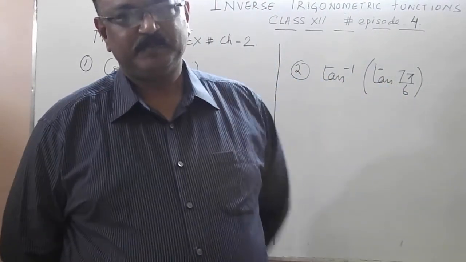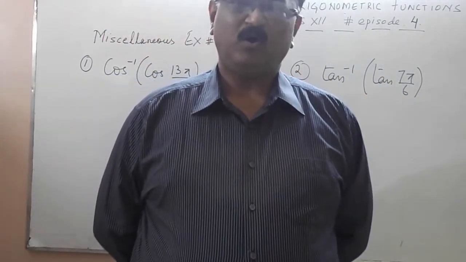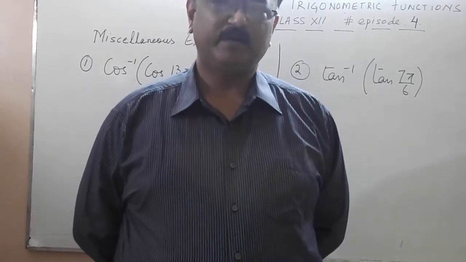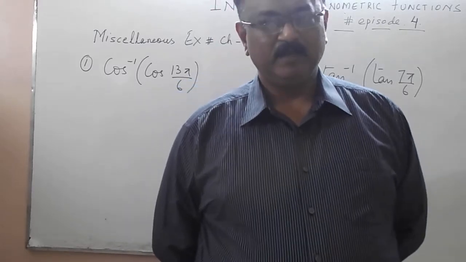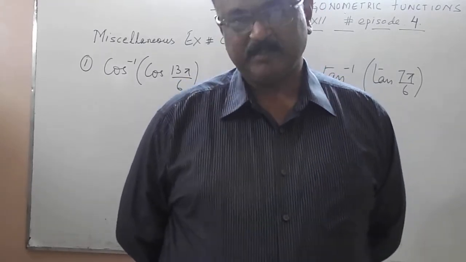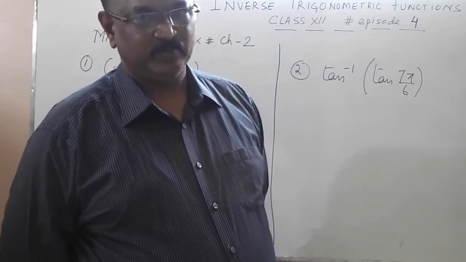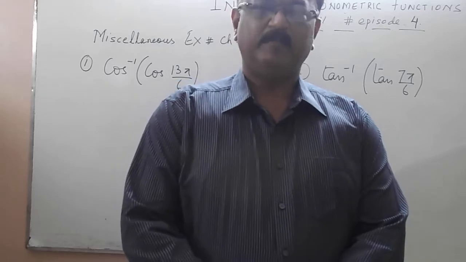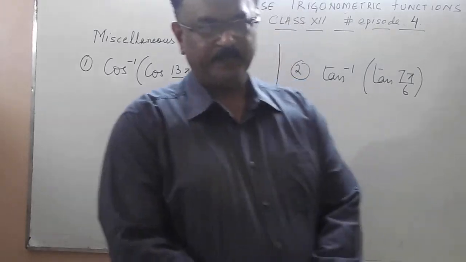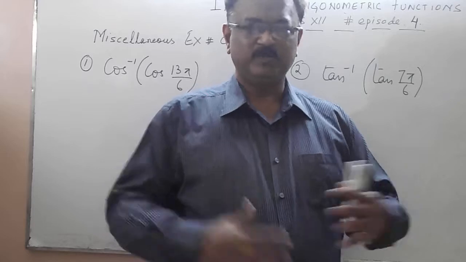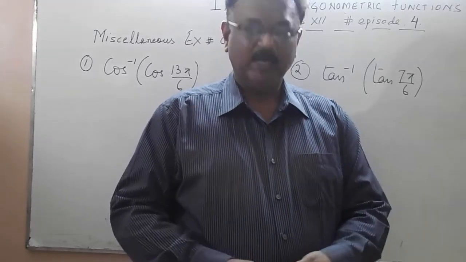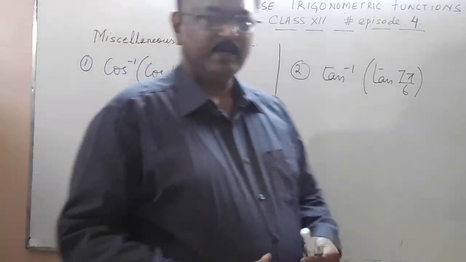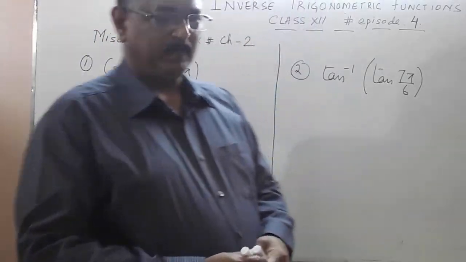In the previous 3 episodes you have seen all the trigonometric and inverse trigonometric formulas, and how to solve different kinds of questions based on them. So we have done two exercises, exercise 2.1 and 2.2. Now we are going to start today the miscellaneous exercise based on chapter 2. In this there are mixed questions. Every kind of formula will be used, so you have to decide what kind of formula is to be applied.